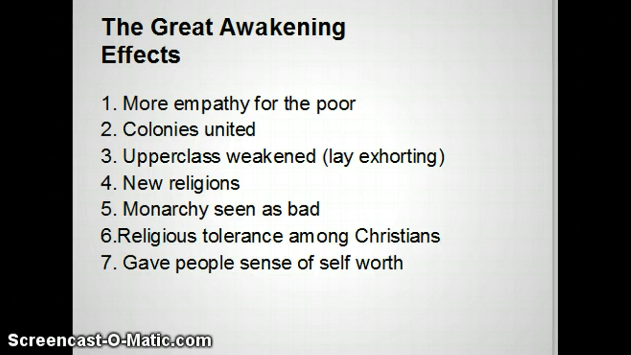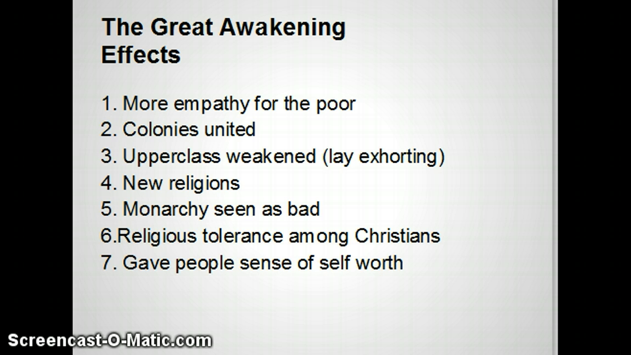A principle known as lay exhorting also came about, which stated that any person could preach the truth. Women, the poor, and slaves took advantage of this by defying their assigned roles. The upper class was weakened because they no longer had special power within the church.